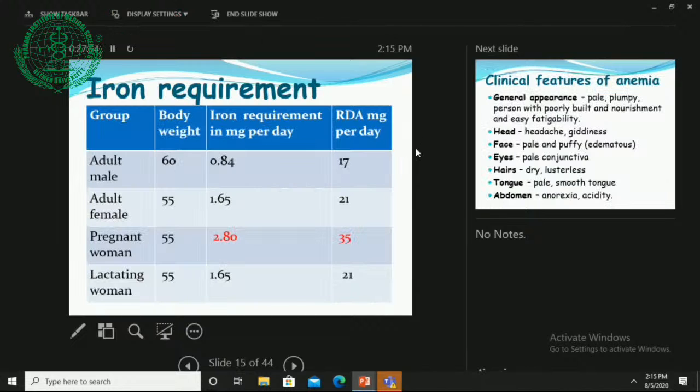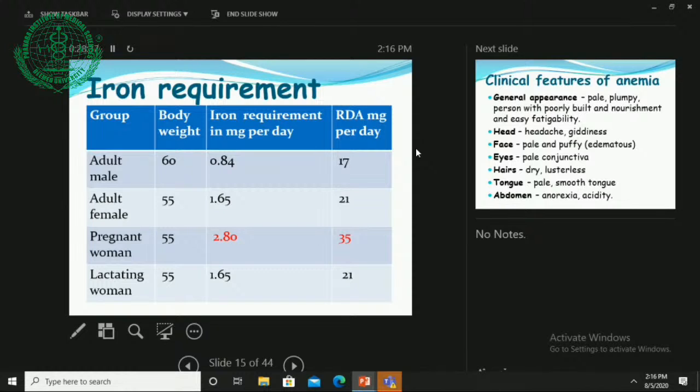So we will go for iron requirement now. What is the iron requirement? This iron requirement is given according to the sex and the physiological condition of the individual. For an adult male, the requirement of iron is about 0.84 milligrams per day. And I told you only 5% of iron is absorbed. So for getting that amount, you need to give him 17 milligrams per day. So the recommended daily allowance of iron for a male is 17 milligrams per day, but the requirement is 0.84.